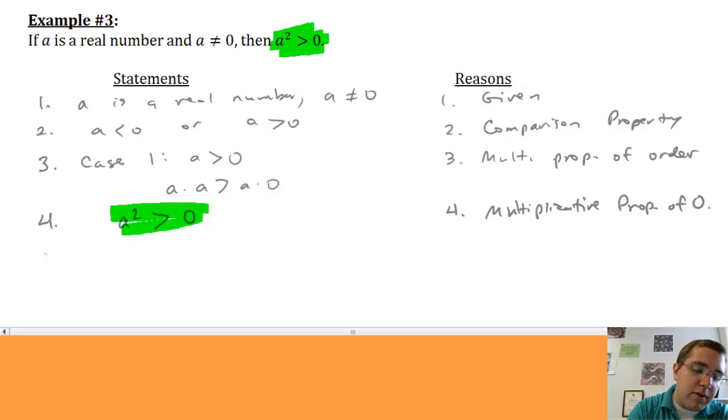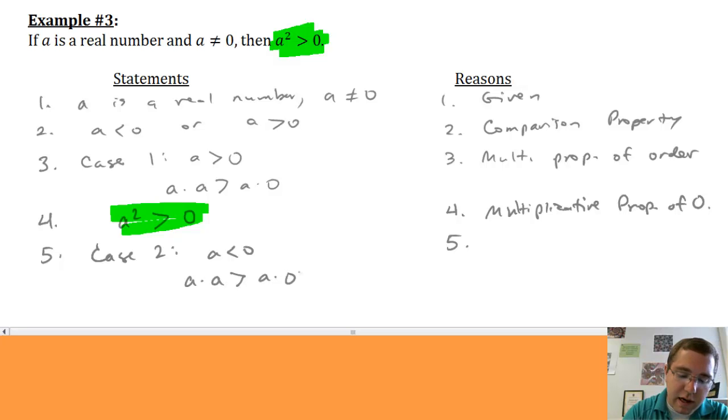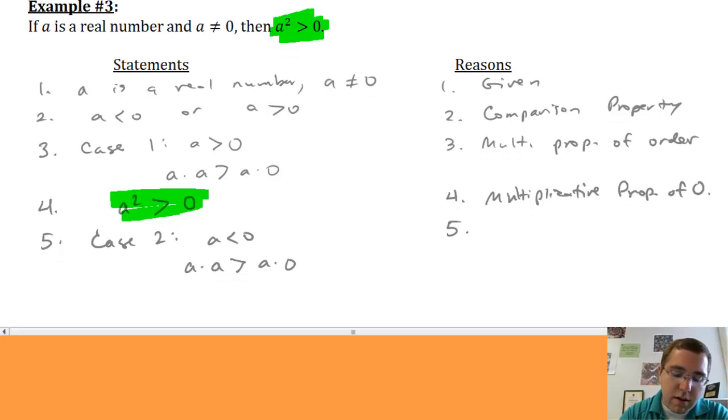So now we need to do it again for case 2. What if instead of a being greater than 0, a is less than 0? Okay, well, we can still multiply both sides by a, but when we do that, we have to switch the sign. And this is why we needed two cases, because they work differently. If a is negative, we end up switching the sign. What tells us that happens?